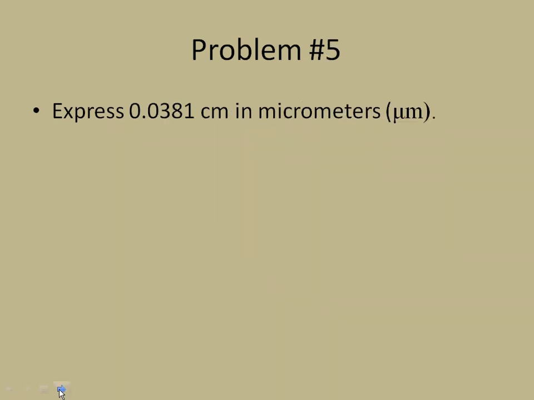Centimeters to micrometers. First, let's set up our ratios. There are 100 centimeters in 1 meter, and a micrometer, a micro means 10 to the minus 6th, so that means there are 1 times 10 to the 6th micrometers, that's the abbreviation for it, in 1 meter. Okay, so we need these two conversions.